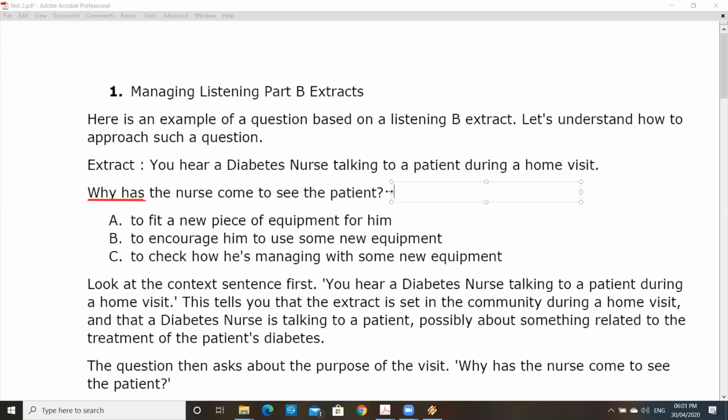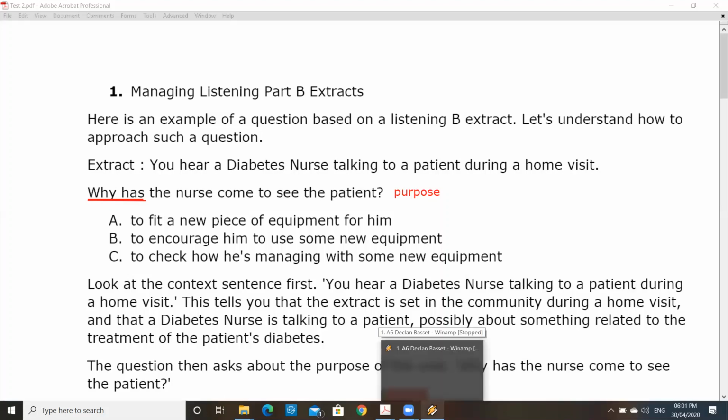So the question prompt will help you decide what kind of question you are handling. After looking at the question, you start looking at the answer choices. And when you look at the answer choices, you also start predicting what kind of information will be discussed based on the topics or the words used in the answer choices. The context sentence only tells you that the diabetes nurse is going to the patient's home. So you at least can predict that the diabetes nurse will mainly be talking about issues related to diabetes, and the patient must be having diabetes, right?